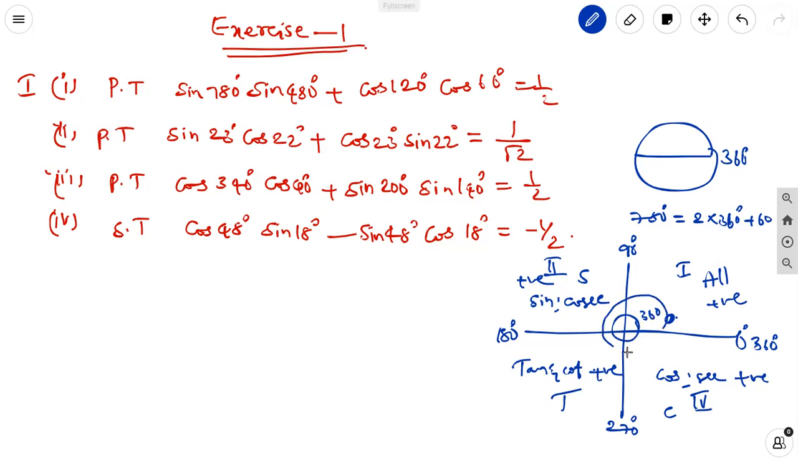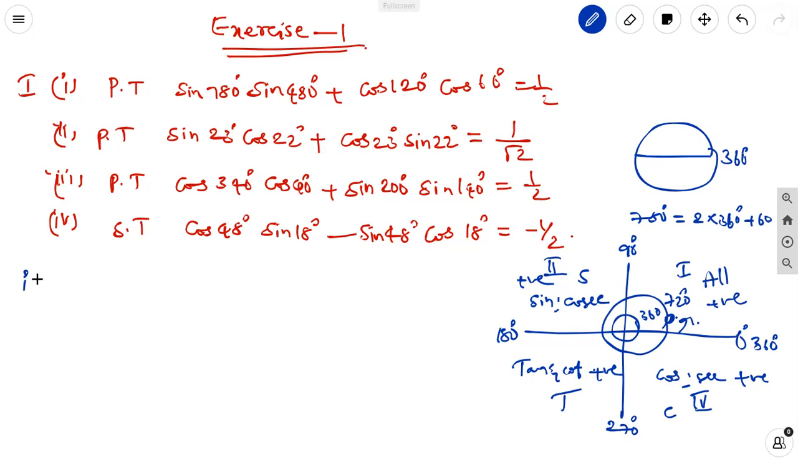Here, one rotation is 360. The second rotation is 720. Why? Because 36 to the 72, so 720. So 780 can be written as 720 plus 60. So two rotations are complete, two circles are complete. After that, it comes in the first quadrant only.